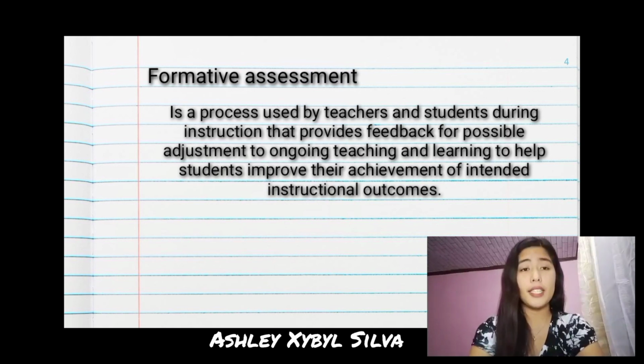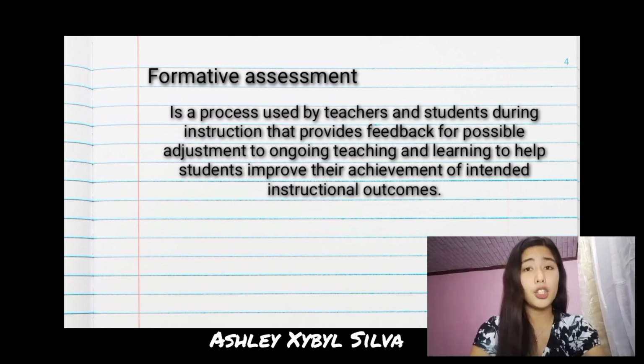So, for example, I am a teacher. At the end of my lecture, I will give an activity. So, this is the activity: submit one or two sentences identifying the main point of our lecture. In this case, I can assess my students if they really understand what I am talking about, if they comprehend it. And it also assesses myself as a teacher if I delivered my lesson clearly. So that's all.